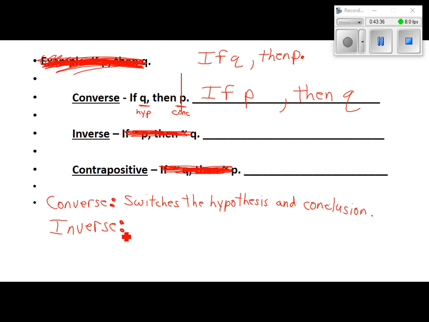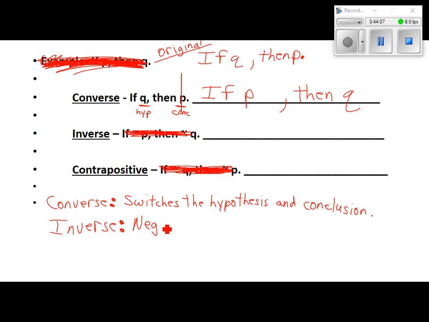Whatever you're doing, any of these three, you're always going back to the original statement. So this is the original statement, even though it wasn't supposed to have been. We've switched it around. I messed it up enough now that it's going to be. You always go back to that. So don't look back at the converse to do the inverse or the contrapositive. Always go back to the original.